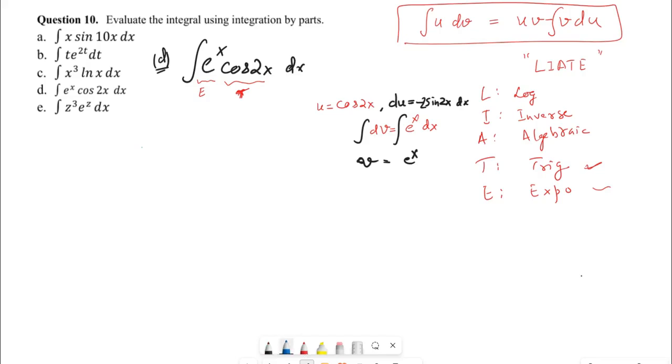Okay, so if we use the formula, integral of u dv is equal to uv minus integral v du. What is u here?